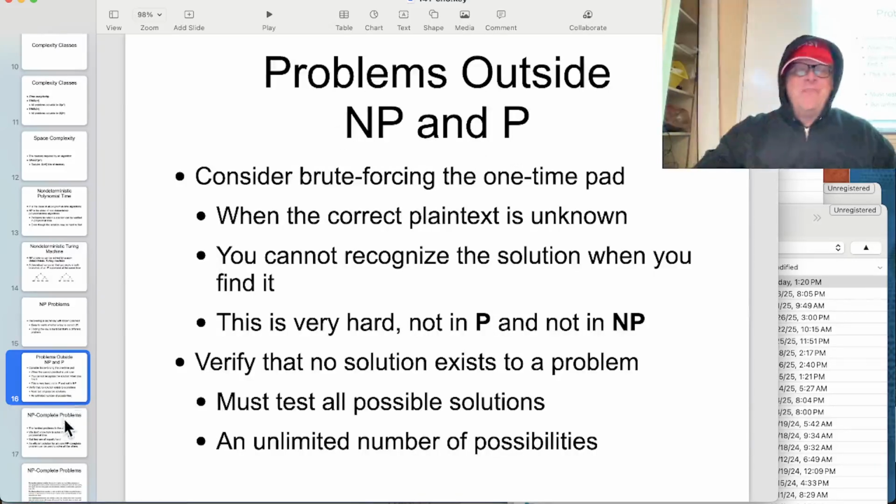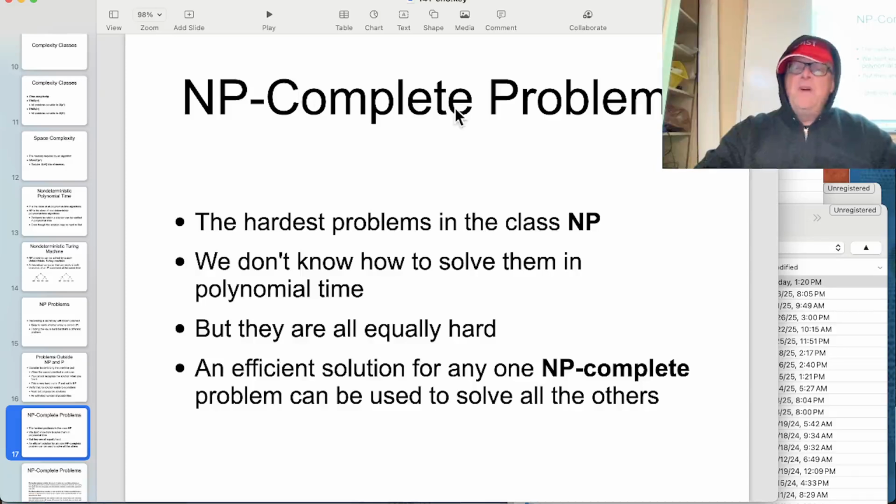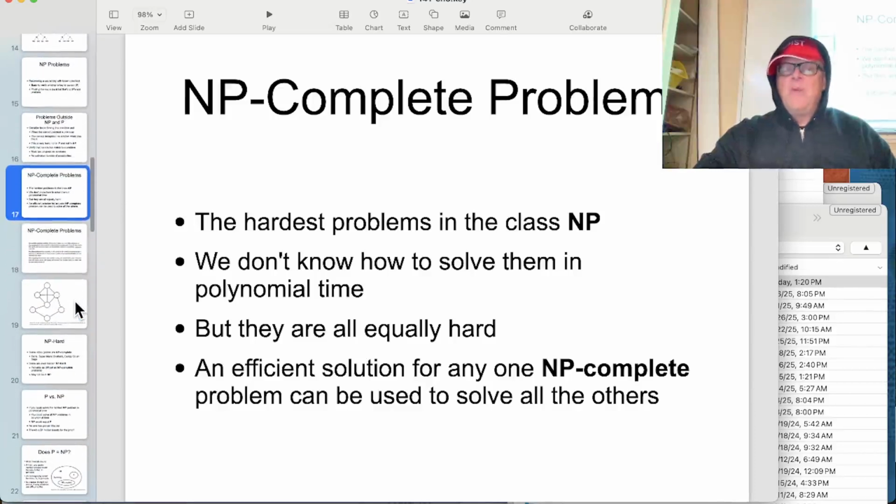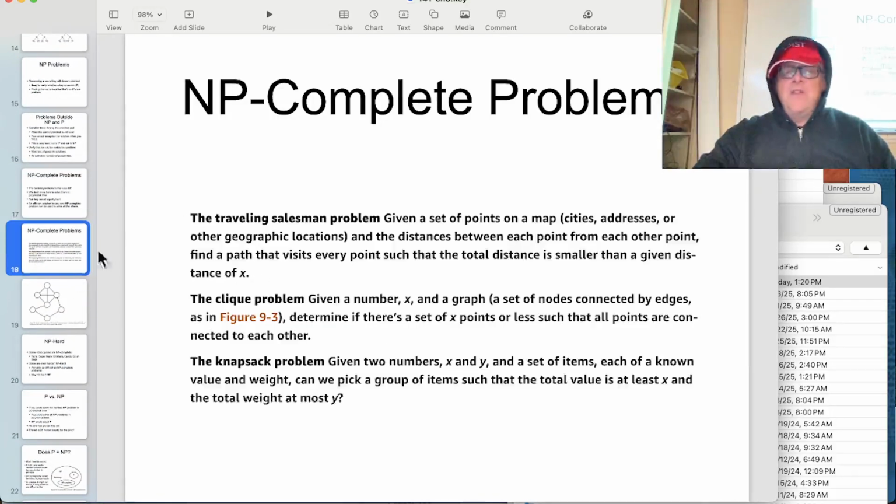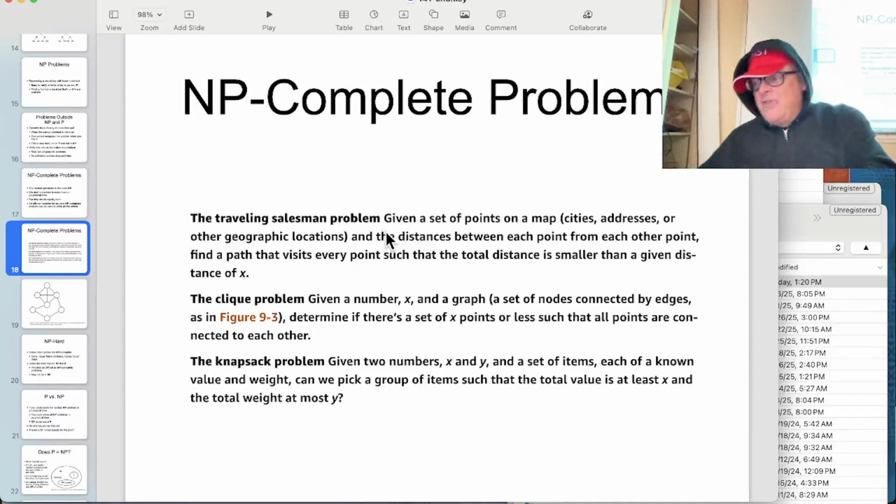All right. So there's a group of NP problems that are called NP complete problems. And they are the hardest problems in the class NP. And they're all equally hard, it turns out. If anybody ever finds a way to solve one of these, they can solve all of them. They're all fundamentally identical. And those are the famous ones you've heard of, like the traveling salesman problem. If you have a list of n cities on a map, what is the best route to visit those cities with the minimum total distance?